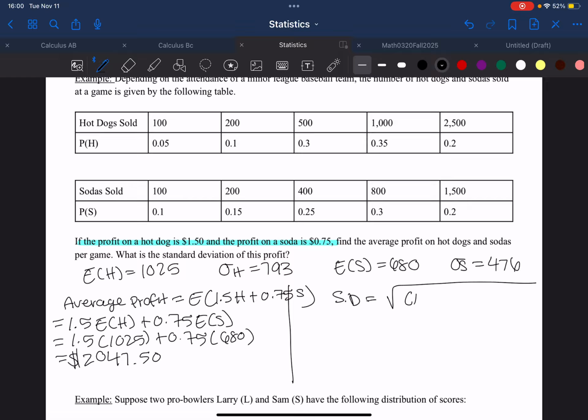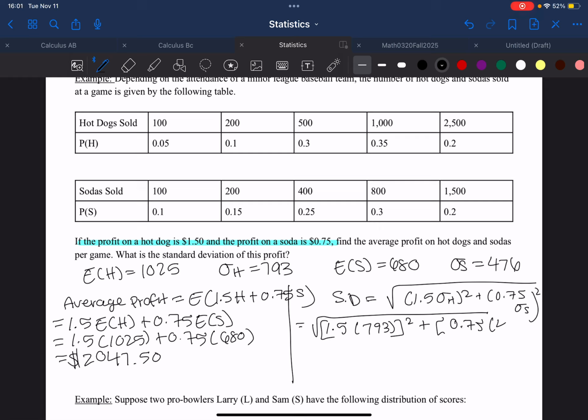And then for the standard deviation of profit, we would say that the standard deviation is equal to the square root of (1.5 times sigma H) squared plus (0.75 times sigma S) squared, which is equal to the square root of (1.5 times 793) squared plus (0.75 times 476) squared, and that gives us $1,241.92. So what this is saying is on average they typically profit about $2,000 every game. Okay, that can vary by $1,200 in both directions. So they could end up making $1,200 more or $1,200 less.